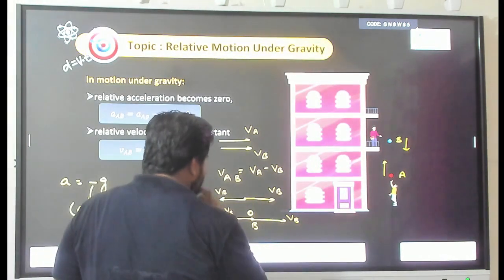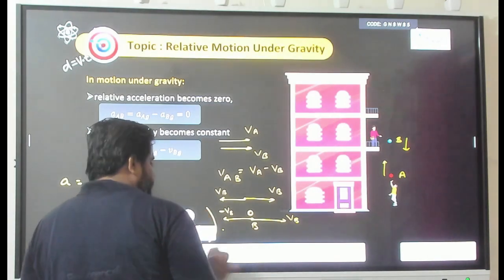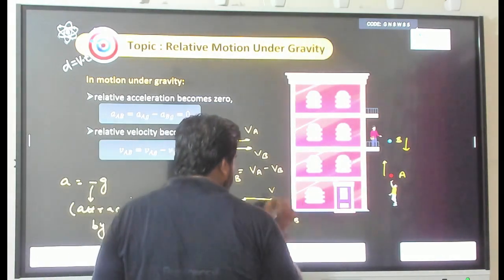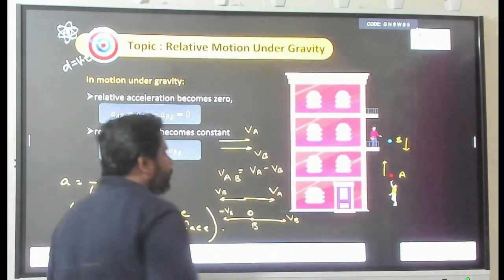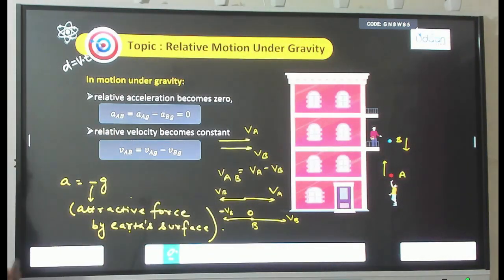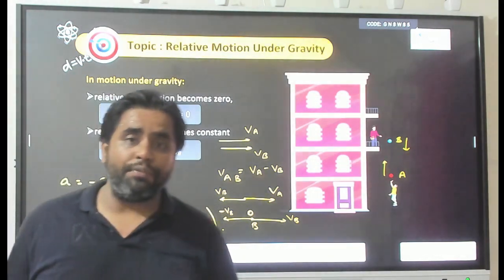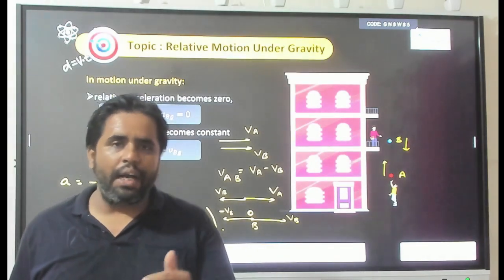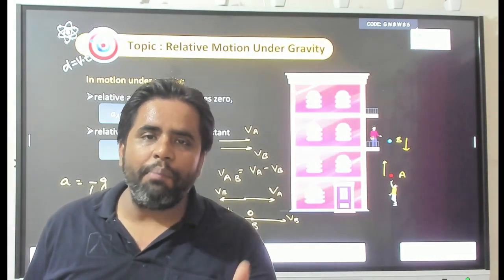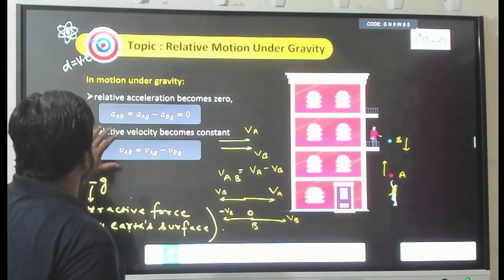This one is VA. I hope you understood what I mean: VAB is written as VA minus VB, and in the same way VBA is written as VB minus VA. Clear, friends? Very good. So let us observe it here.